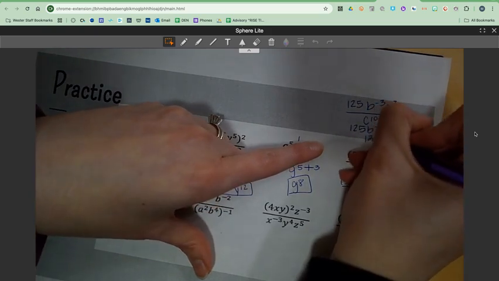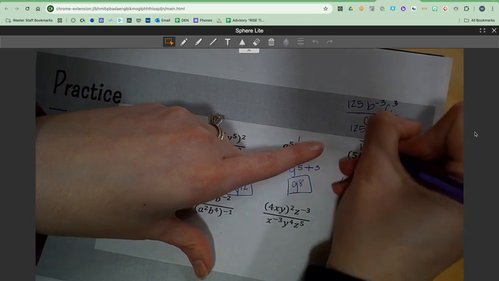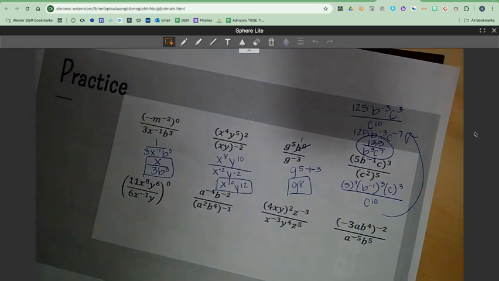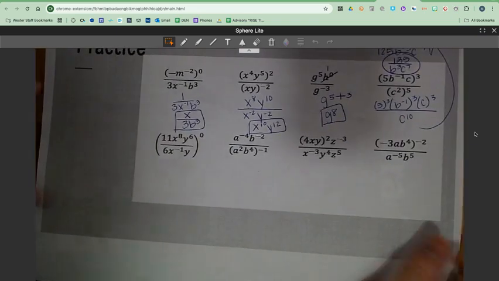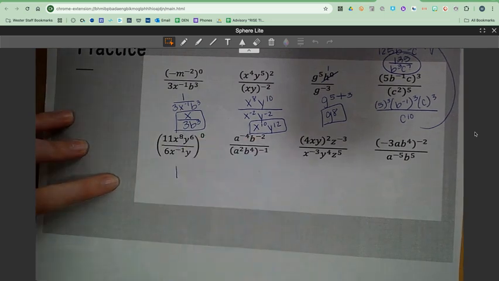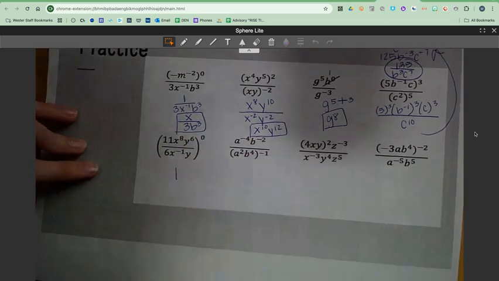So this is now 125 divided by b cubed, c to the 7th. That would be my answer. There's another really nice one we have for us. Everything is raised to the exponent of 0. The answer is just 1. I didn't have to do any work there.